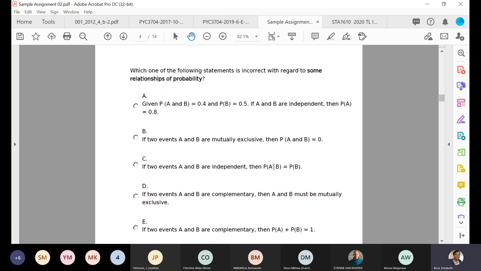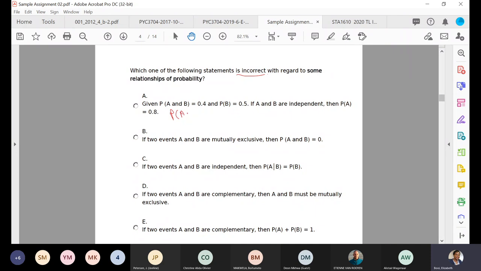Okay, now we get to the other probabilities. So we need to test each statement and check which one is incorrect in relation to some of the probabilities. Given that the probability of A and B is equal to 0.4 and the probability of B is equal to 0.5, if A and B are independent, then the probability of A will be equal to 0.8.